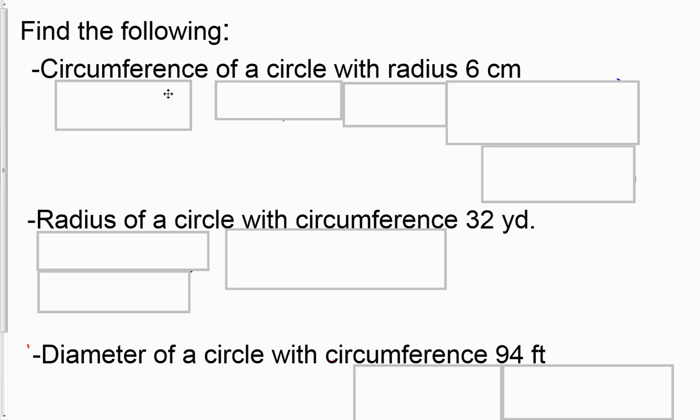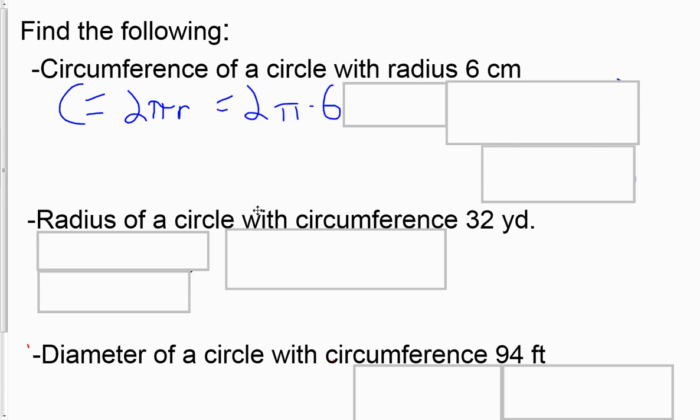So, circumference of a circle with radius 6 centimeters is what we're trying to find. Giving us the radius, we're going to say circumference is 2 pi r. And then 2 pi times 6, right? Radius is 6, filling it in gives us 12 pi. There's our answer. Technically, we know what pi is. Pi is the ratio of the circumference to the diameter. So that is 3.14 for short. It goes much further than that.